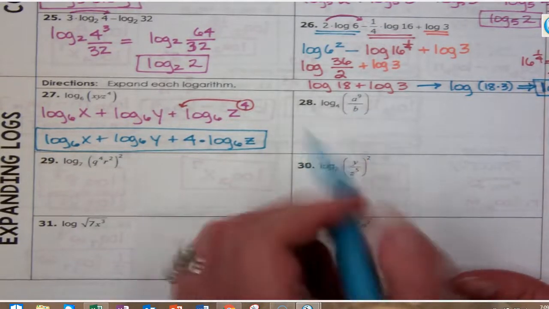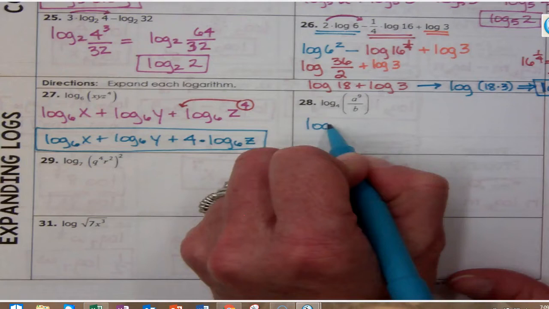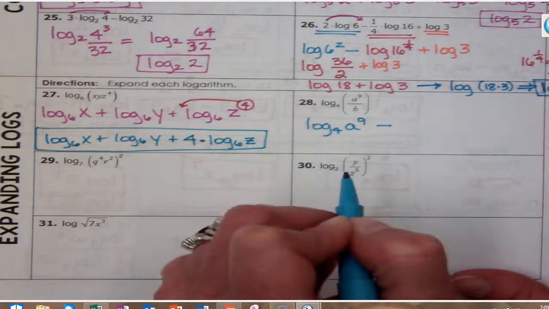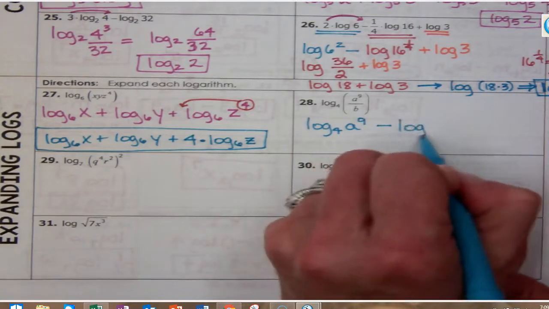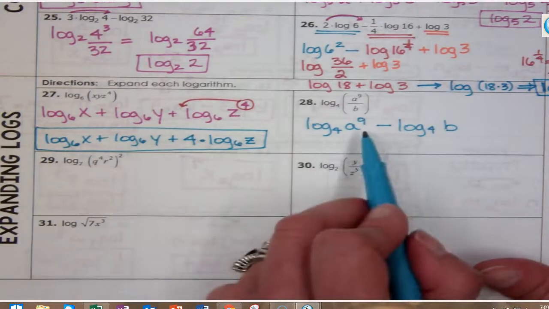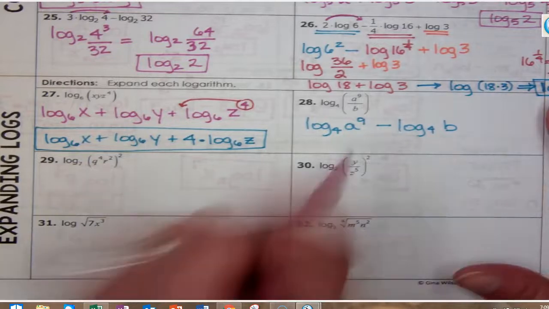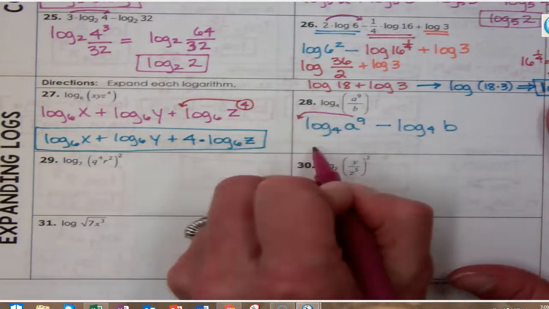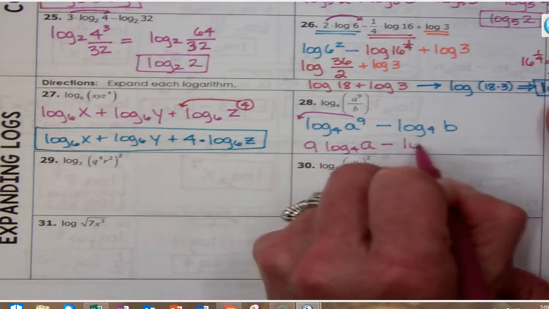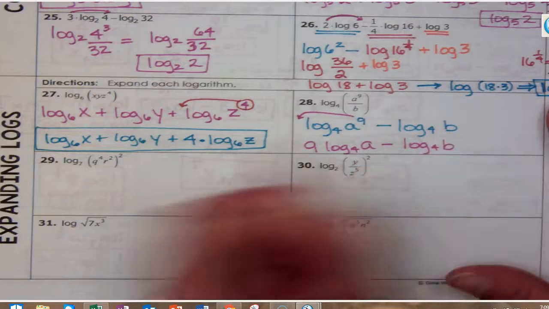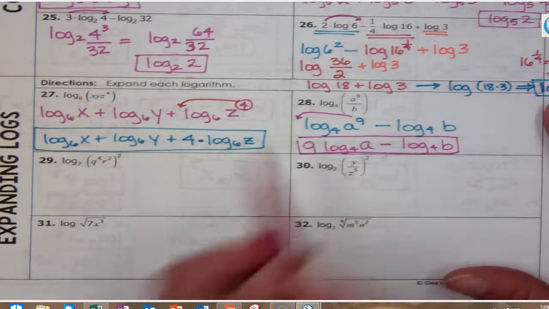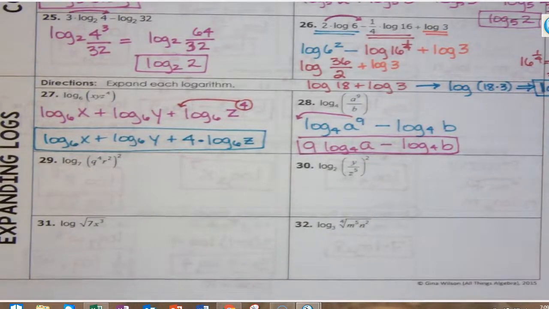All right, now we're dividing. So we've got log base 4 a to the 9th. We're dividing, so it's going to be minus log base 4 b. Since I've got this exponent, I need to move it in front. So 9 log base 4 a minus log base 4 b. And that's your expanded version. Okay.